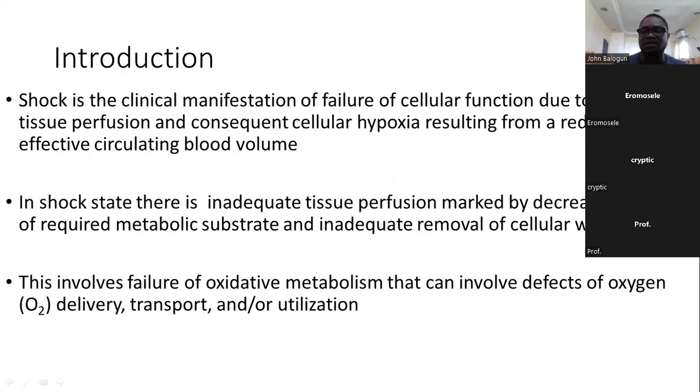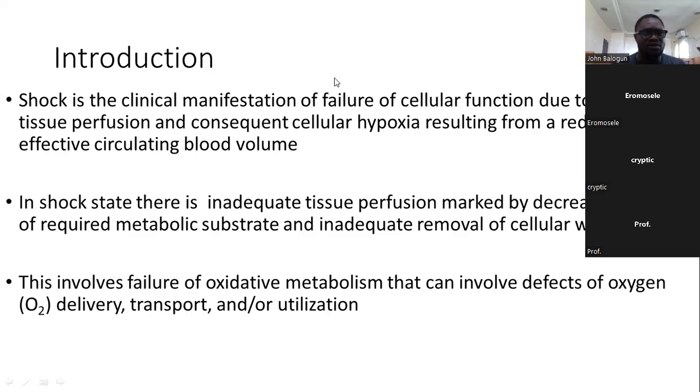Now, let me define shock. There's a definition of shock which, if you're writing an exam in Nigeria, particularly the MDCN exam, you should be familiar with. This is the definition by Bidu and Baja, and it's the definition of shock that most of your examiners are interested in. Shock is defined as the clinical manifestation of failure of cellular function, which primarily occurs as a result of inadequate tissue perfusion and consequent cellular hypoxia. This usually results from reduction in effective circulatory blood volume.